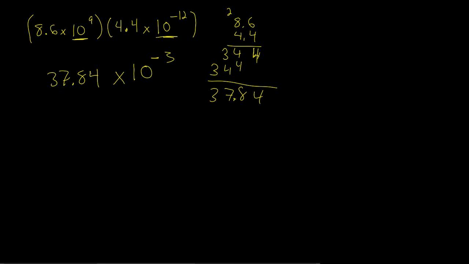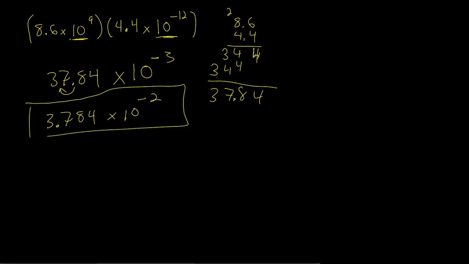Again, this has to be between 1 and 10. So I'm going to need to move this over 1. 3.784. I'm going to add 1 to that exponent. Any movement to the left adds 1. Any movement to the right takes 1 away in this form. But this is much easier to write than what the equivalent would have been.